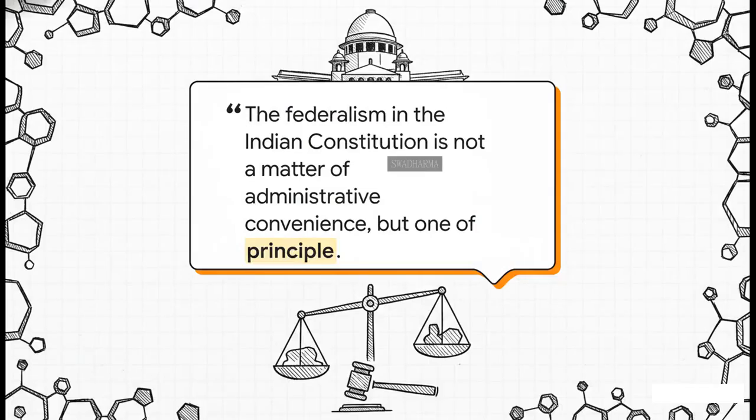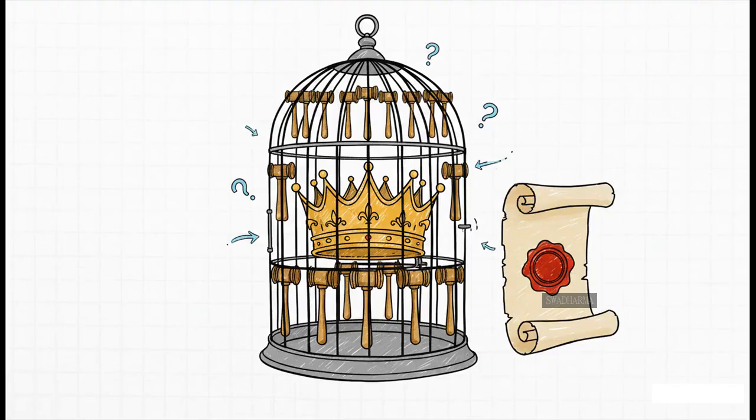So, with all this tension and this complex balance, who plays the role of the umpire, the referee? Well, that crucial role falls to the judiciary, and specifically the Supreme Court. And its interpretation in the landmark 1994 S.R. Bommai case was a game changer. The court said something profound. It said that federalism in India is not just some administrative arrangement for convenience. It is a matter of principle. It is part of the basic structure of the Constitution. And that is why this judgment is often called the Magna Carta of Indian federalism.